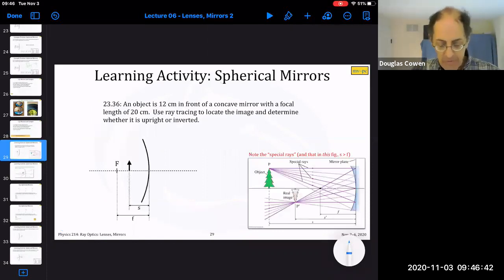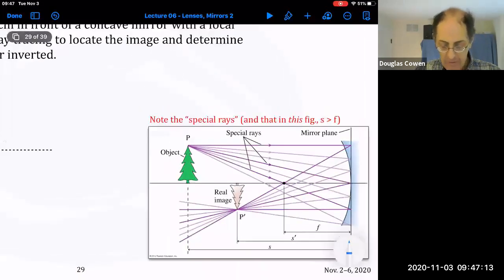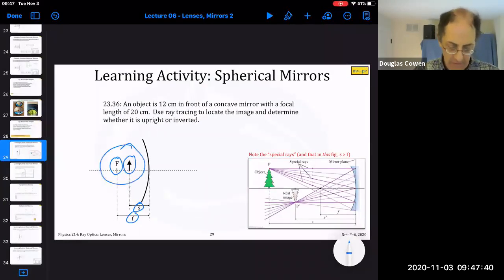Okay, let me do an example of what the image looks like for an object in a spherical mirror. In this case, we have an object that's 12 centimeters in front of a concave mirror with a focal length of 20 centimeters. So this distance F is 20 centimeters, and this distance S is 12 centimeters. I've copied and pasted a figure over on the lower right, which is not quite the same as this example, because in that case the object is outside of the focal length, whereas in this case the object is inside the focal length. So I'm waiting for this to update here. It hasn't updated on my screen yet. There we go. Okay.